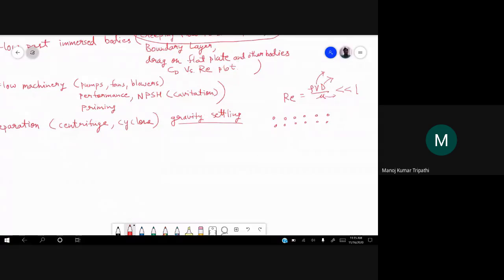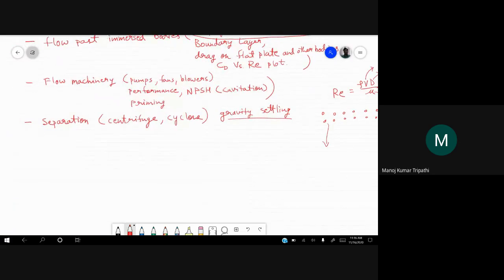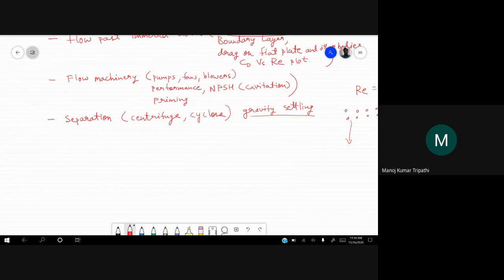So here from this you can find out the settling time for a size distribution of particles. Okay, that is gravity settling, and then there are centrifuge and cyclone, which we'll discuss. And then another topic, a small topic, is size reduction of solids. So why is this being discussed here in fluid mechanics course?